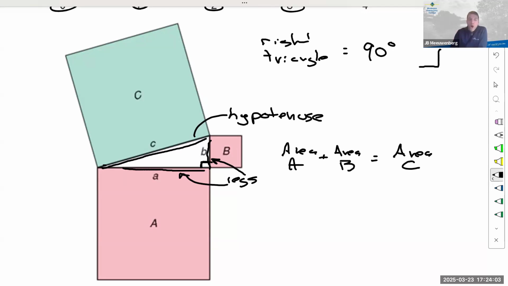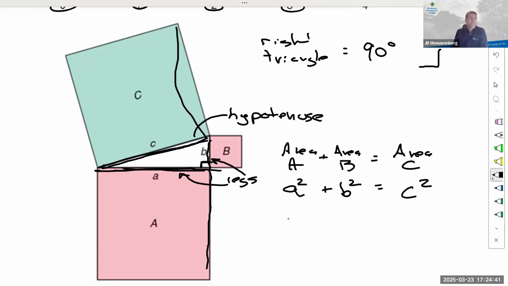And then if you back that up a moment and you think about how the area of a square is actually calculated, you take the length times the width. So the area of square A is the side length A, this leg, multiplied by itself, A squared, plus the same thing with B, side B squared. And then that equals the area of C, which would be calculated as side C, or that hypotenuse squared. A squared plus B squared is equal to C squared.